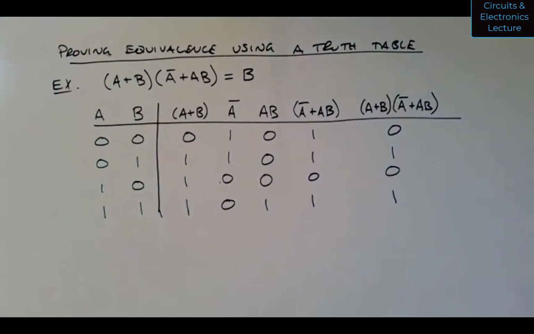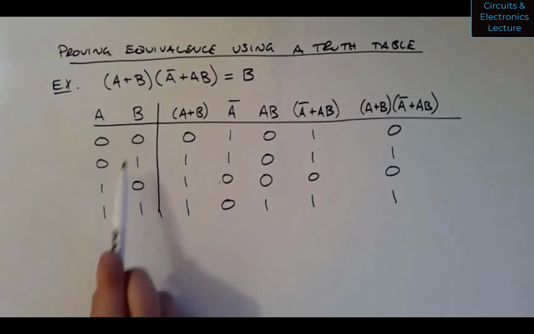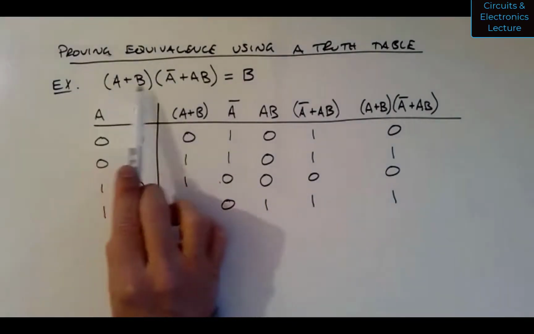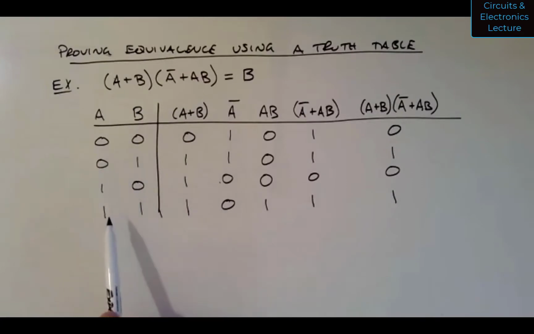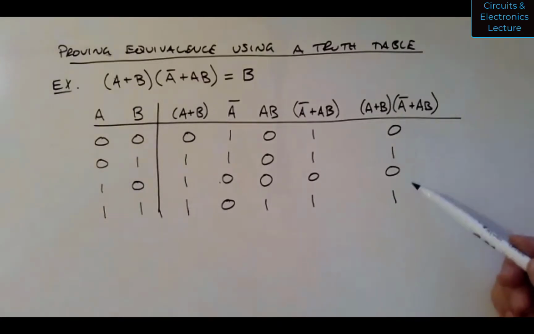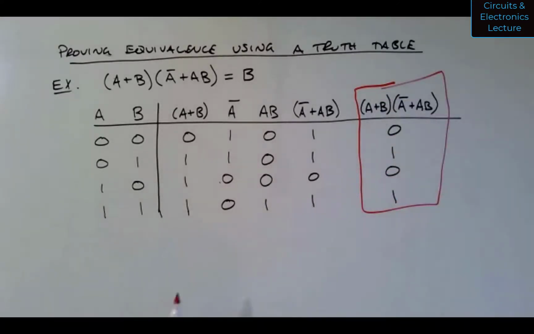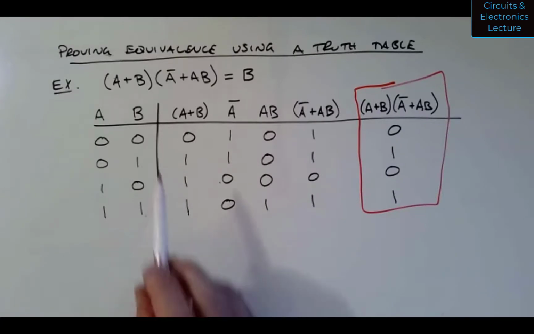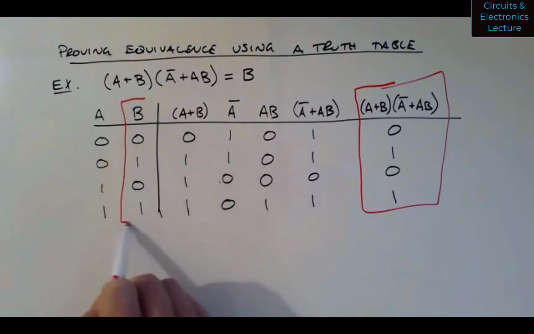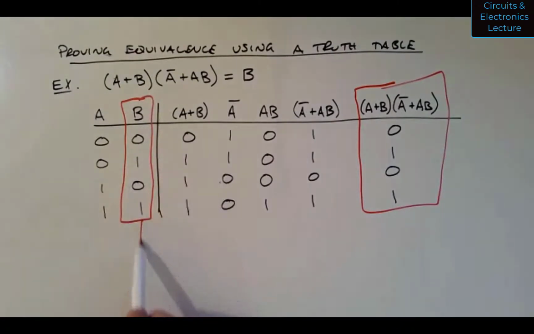So the result of putting A and B into this left-hand expression and varying the values over these values, this would be the result. So you could see that, if I look at the result of that left-hand expression here, it exactly matches B. Right?